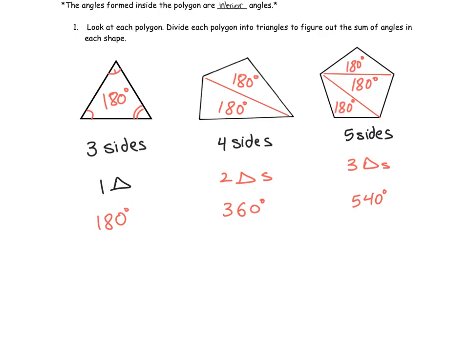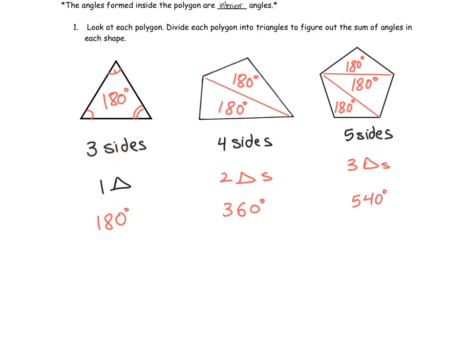So let's come up with a rule together. What do you think I need to do to get from 3 to 1, from 4 to 2, from 5 to 3? What am I subtracting from 3 to get to 1? So 3 minus 2 is 1. 4 minus 2 is 2. And 5 minus 2 is 3. So I'm always subtracting 2 from the number of sides.